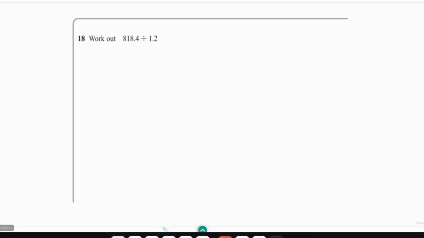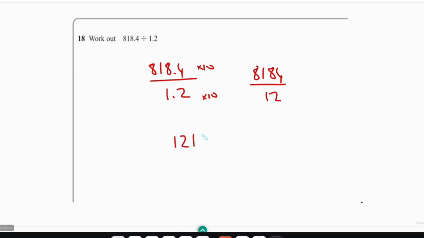Work out 818.4 divided by 1.2. I always like to write this as a fraction first. Do not want to have a decimal on the denominator. So I'm going to multiply the bottom by 10, which means I've got to multiply the top by 10. Now I can write it as a division.